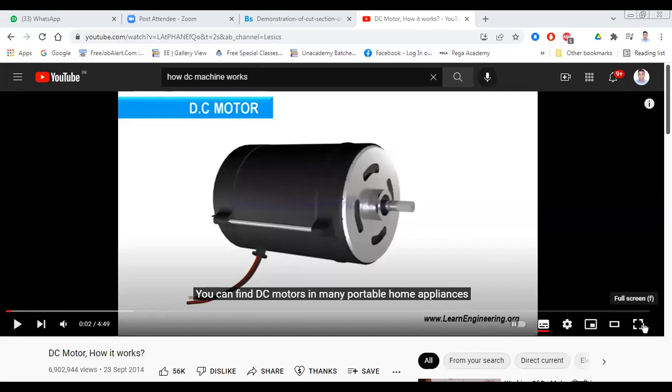Only you see the video, and line by line I will describe what happened in the video. In the video, you can see the cutoff section, the internal part of every machine. We discuss three machines: DC machine, synchronous machine, and induction machine. First, we will start our experiment with the DC machine. Okay, you guys see the video.